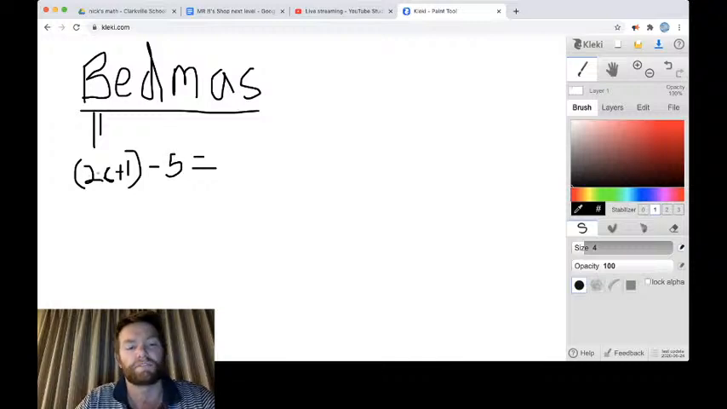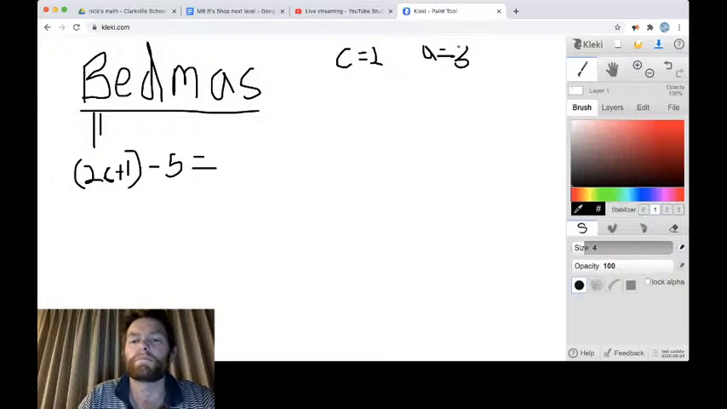So you would go 2 times C, which we remember as C is worth 2. We should always have our little key up the top. C is worth 2, A is worth 3, and B is worth 5. So that is essentially telling you that you would go 2 times 2 is 4, plus 1, that's 5. Then you would take that answer and subtract 5 from it, which would leave you with an answer of 0, just by chance. So the B stands for brackets, and it means whatever's in the brackets, you do first.